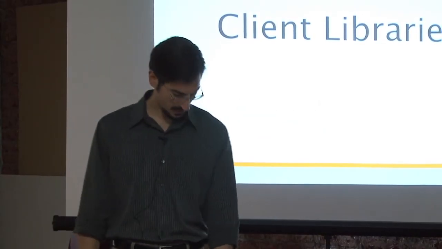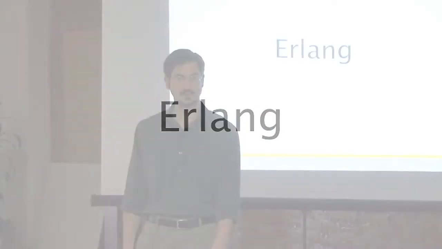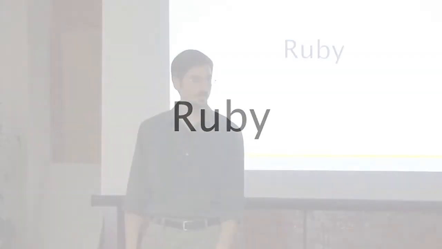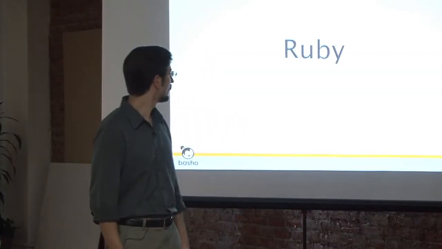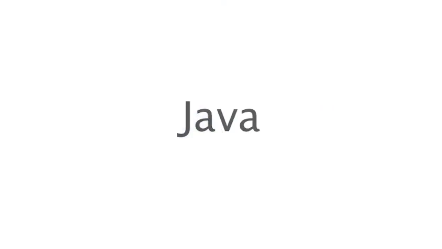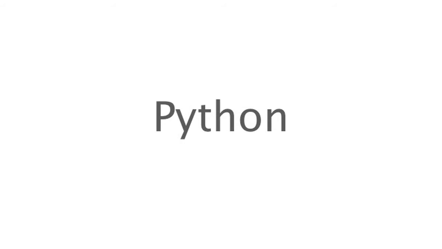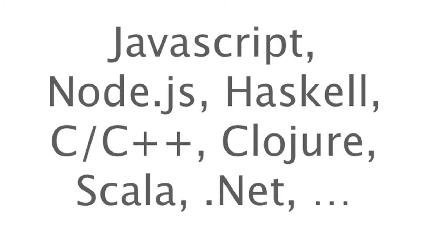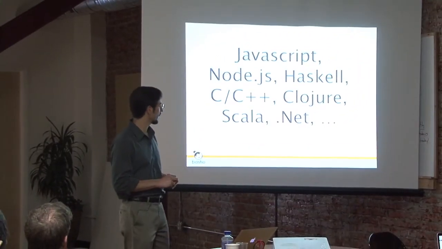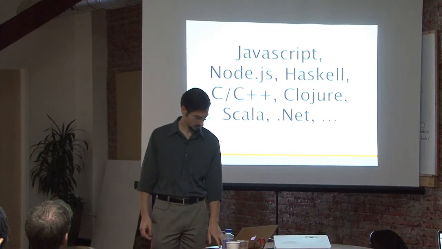We have a lot of client libraries. So Riak is written in the language Erlang, so it makes sense we have a client library in Erlang. We have a very feature-rich client in Ruby. Java, you kind of expect. Python. A bunch of other ones. A lot of these are community supported, like the .NET one. So JavaScript, Node, Haskell, C, C++, Clojure, Scala.